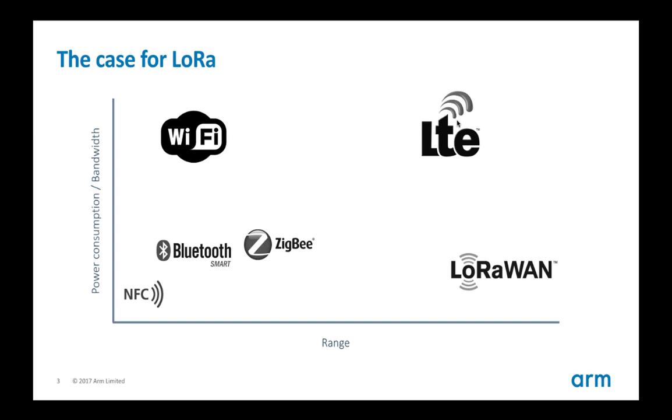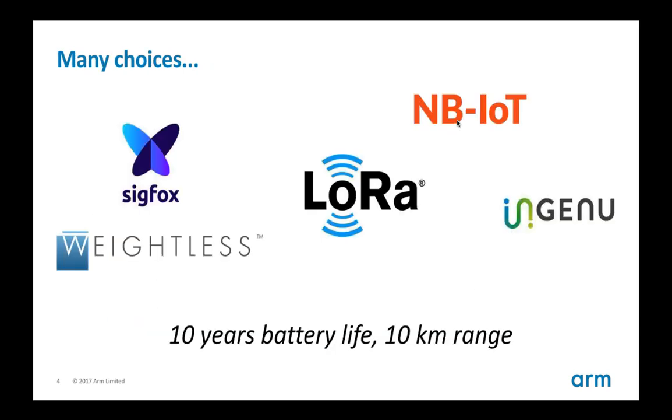So LoRa is not the only technology that tries to address this. There are many choices currently in the market, and these are called the LPWANs, the low power wide area networks. We have Sigfox, which pioneered the field a couple of years back. There's Weightless, and the telcos also realized that this was something the market was asking for, and they're currently rolling out technologies like narrowband IoT and LTE Cat-M.